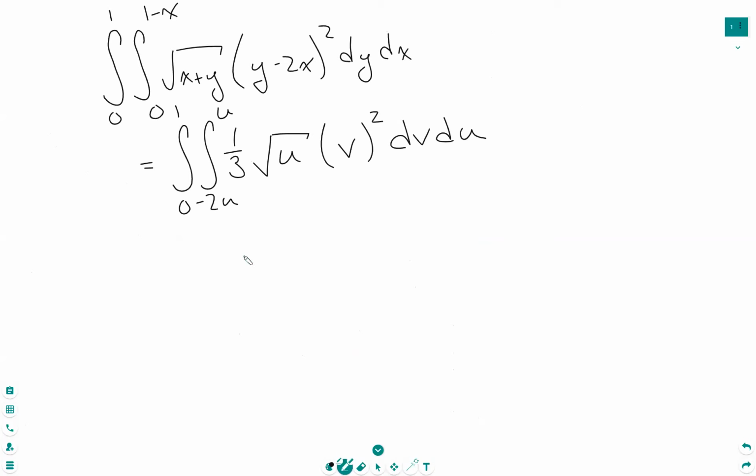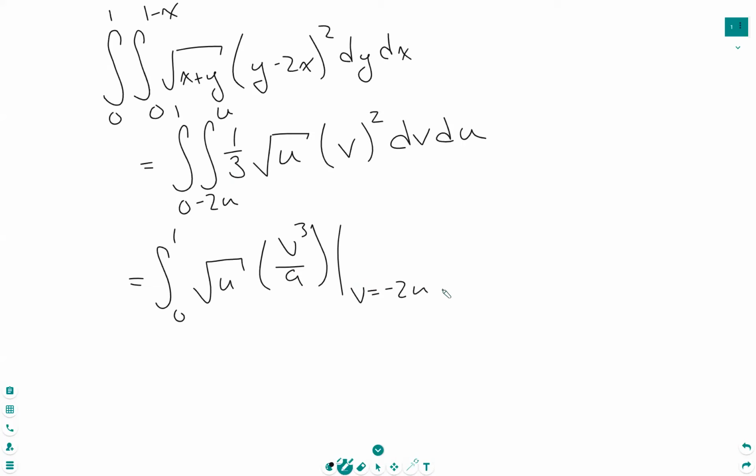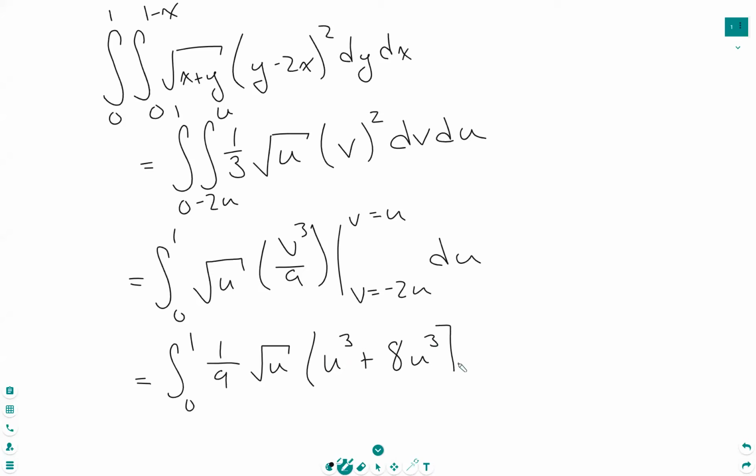Okay, so now we can actually go ahead and integrate this. This is equal to the integral from 0 to 1. Then we'll have the square root of u. This becomes v cubed over 3, and then we have a third here. So what I'm going to do is write this as v cubed over 9. And this is evaluated at v equals -2u, and v is equal to u, du. This becomes the integral from 0 to 1, 1/9 square root of u times u cubed plus 8u cubed, du.